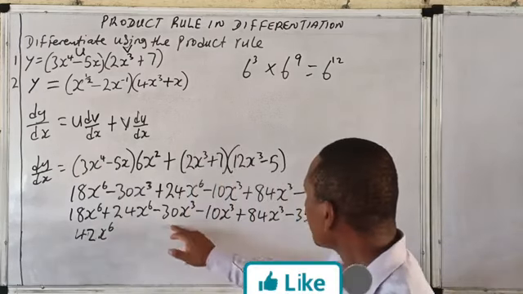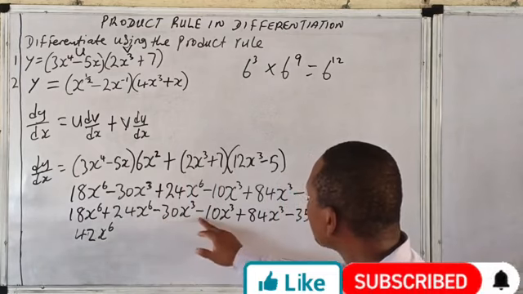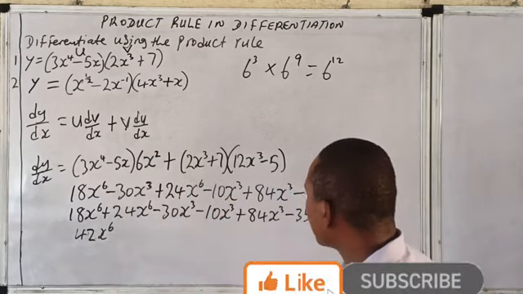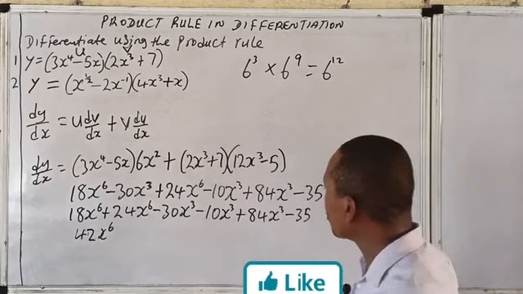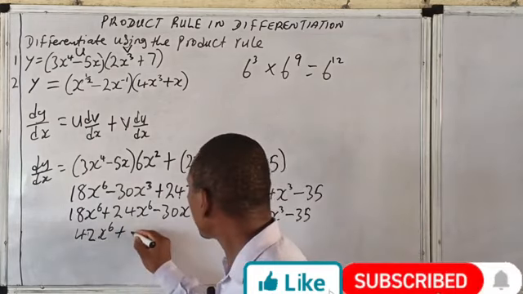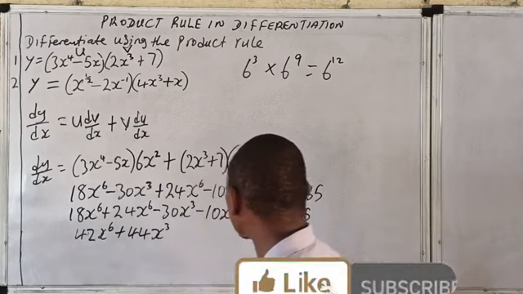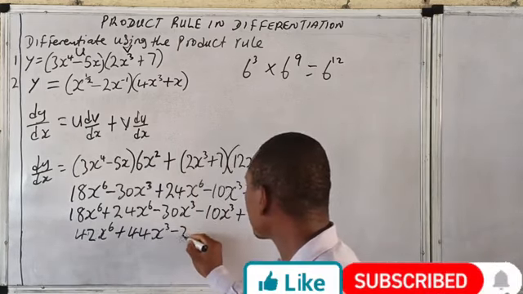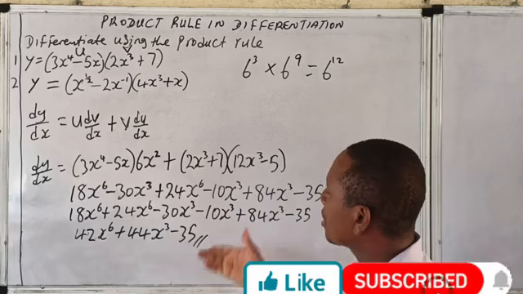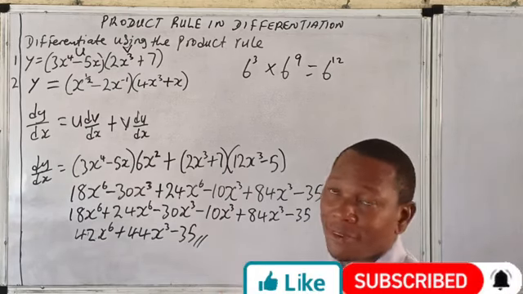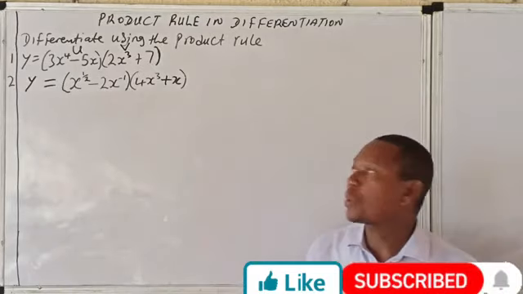So I think we are correct. So this and this, we have minus 30 minus 10 is minus 40. If you subtract it from this, you have plus 44 x raised to power 3. And the last thing we have is 35. So this is our answer. We cannot simplify further from here. So this is a very simple concept. Let's solve the second question.